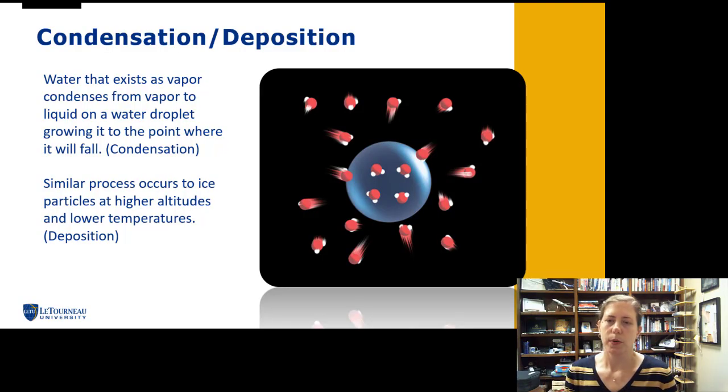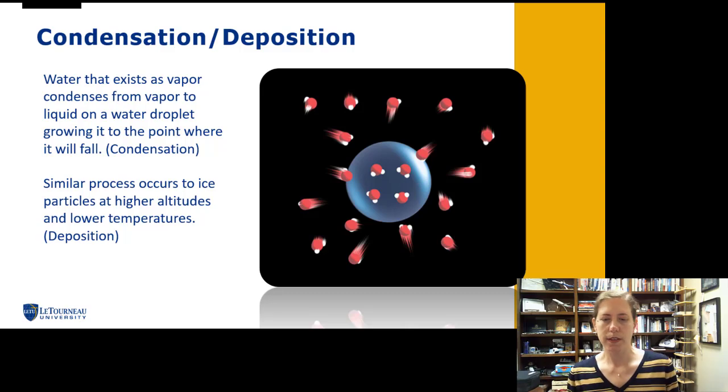The next process I want to talk about is the condensation deposition. So in this process, water exists as vapor in the cloud. It can condense from vapor form to liquid on a water droplet. We have water in vapor form condensing onto an existing water droplet that can grow to the point where it gets heavy enough to fall. This is the condensation.